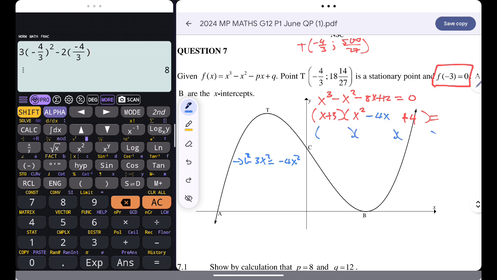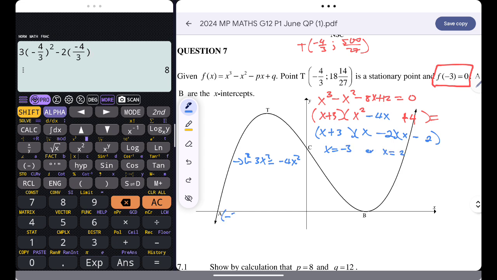I have x plus 3. Okay, I want the factors of 4 that when I add will give me 2. That's just 2 and 2, minus and minus. So x is equal to negative 3, or x is just equal to positive 2.